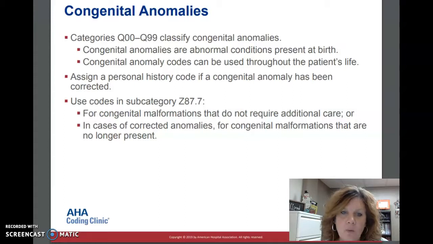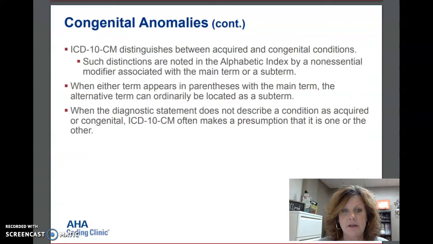Again, a couple of different things with this chapter. You can have a congenital abnormality. It can be used throughout your whole patient life. Again, they're just abnormal conditions present at birth, but a lot of times they don't pop up until a patient's maybe 20, 30. So keep that in mind.